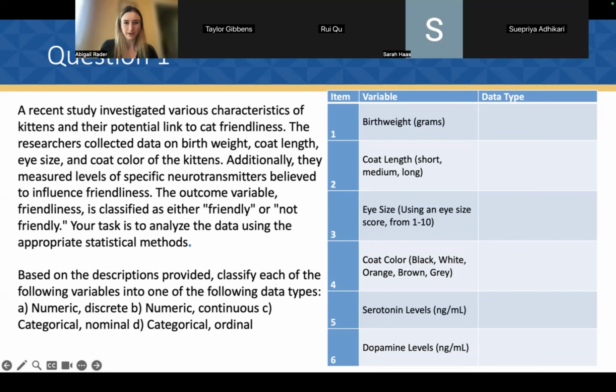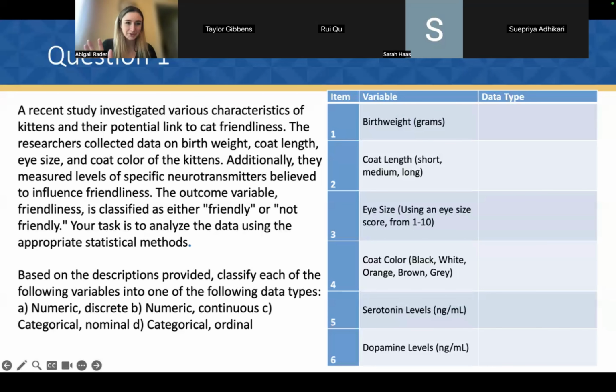So the first one is birth weight in grams. If you wanted to say in the chat what you think it is, you're welcome to. I can also just go through them. But yeah, it's in grams, so we know that it's going to have to be numerical. I would probably say continuous for this one. Yes, thank you. Coat length, we have three separate categories to it, so we know it's going to have to be categorical. In this case, I would probably say ordinal because we're going from short to long, so there's an inherent order to it. Eye size, we have kind of a score from 1 to 10.